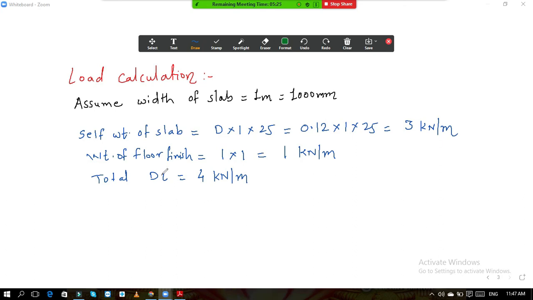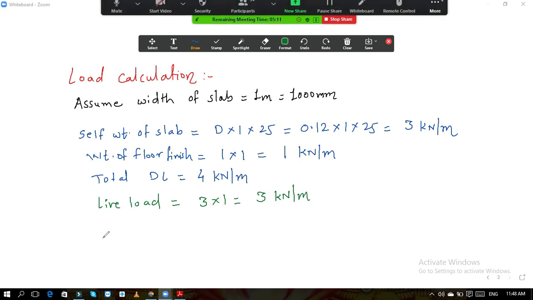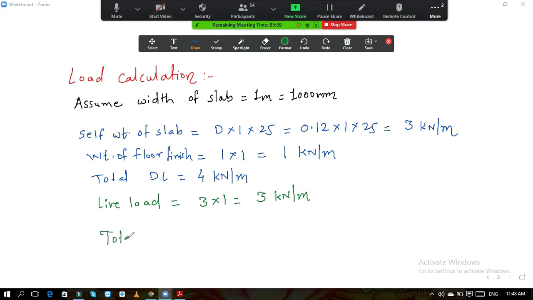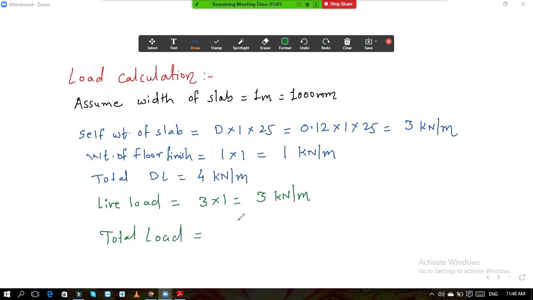Now, live load. Calculate the live load. It is 3 into 1, which is equal to 3 kilonewton per meter. Okay. So the total load is equal to how much? 4 plus 3, which is equal to 7 kilonewton per meter.